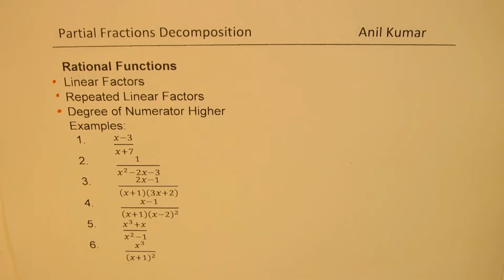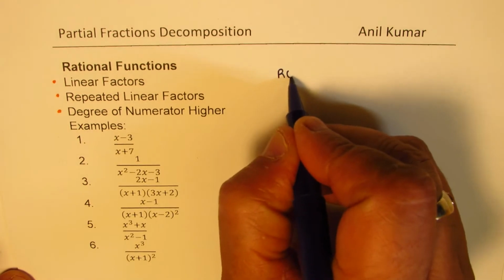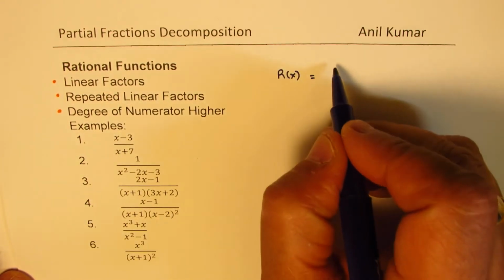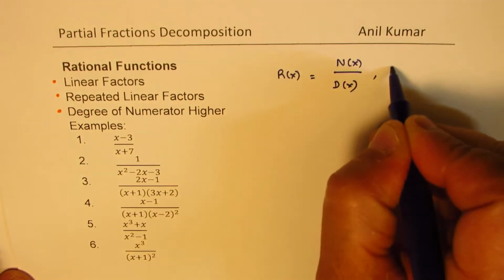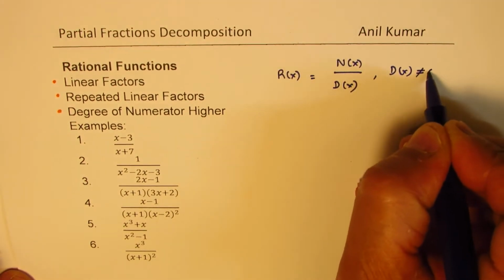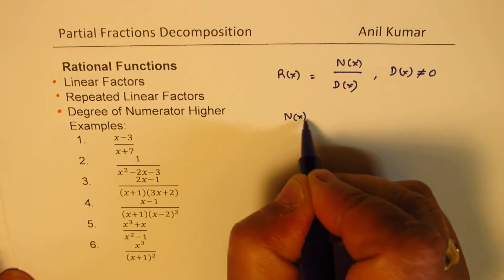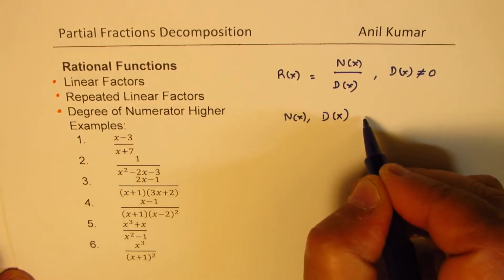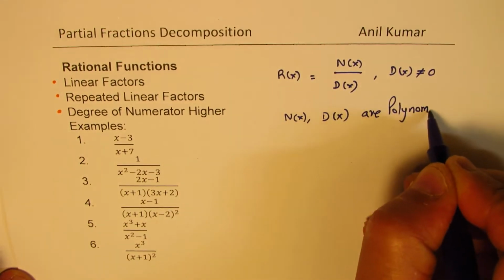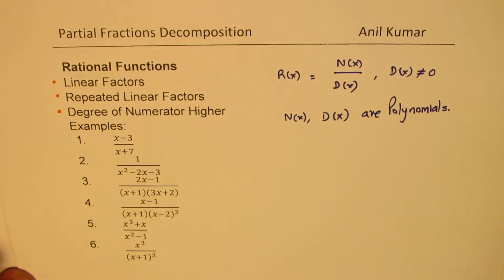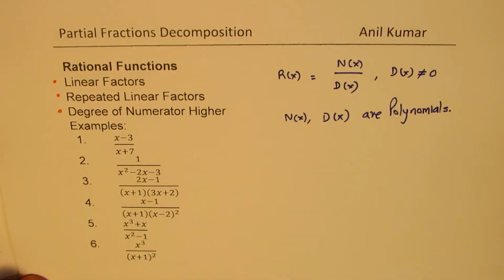So the idea here is that any rational function r of x is written as a ratio of polynomials, numerator over denominator, where the denominator is not equal to 0 and both n of x and d of x are polynomials. So we need to know simple factoring techniques to solve such questions. Let us see how to write them as partial fractions one by one.